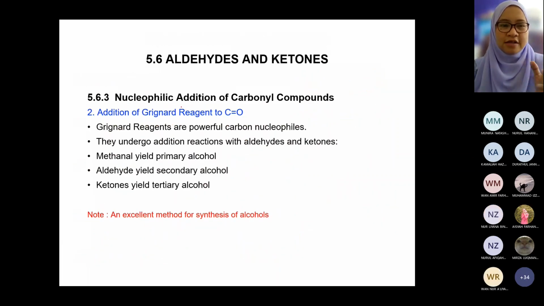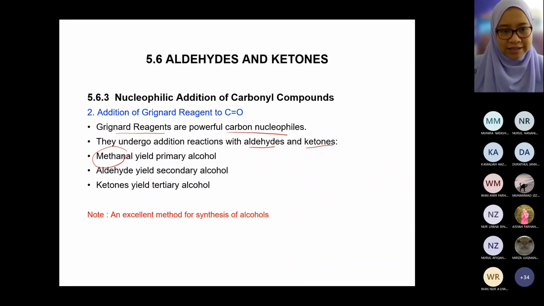Okay, alright, next we have addition of Grignard reagent to C double bond O. So last time we have prepared the Grignard reagent, right, using alkyl halide. Now we are going to use this Grignard reagent in this reaction. So it is used in this nucleophilic addition of carbonyl compound. Grignard reagents are powerful carbon nucleophiles. It can behave as a nucleophile. Powerful, in fact. The carbon in the Grignard reagent is a powerful nucleophile. They undergo addition reaction with aldehydes and ketones.